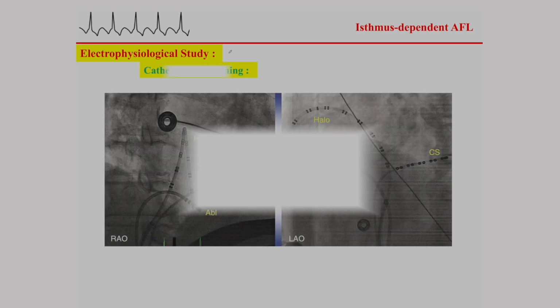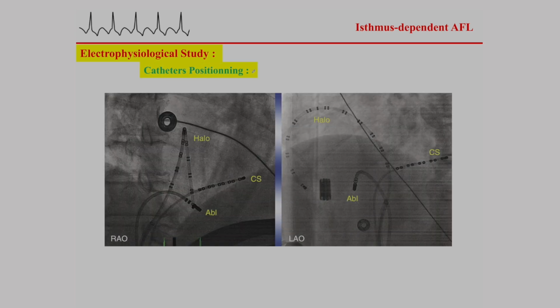So after the ECG characteristics, we noticed that appropriate interpretation of the surface ECG can suggest specific types of atrial flutters, but programmed stimulation and activation mapping determine the mechanism and critical sites for ablation to achieve a successful ablation. So during the EP study, we have some steps that are very important to respect. The first one is the catheter's position.